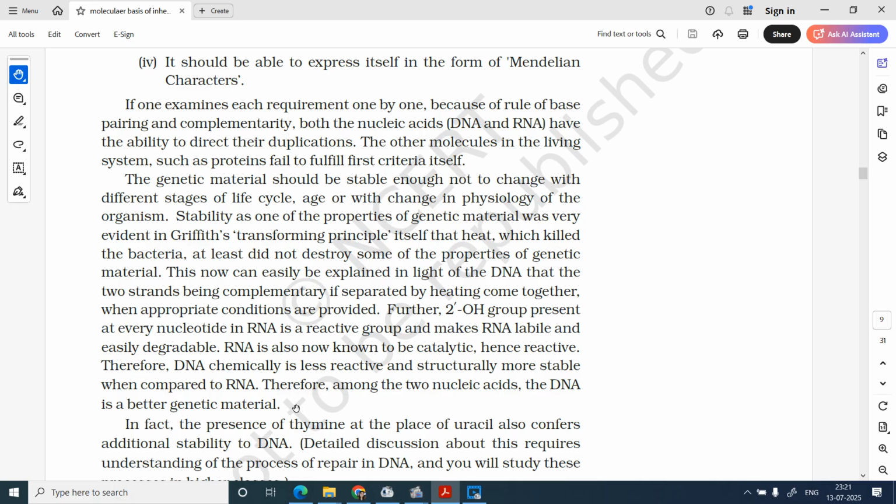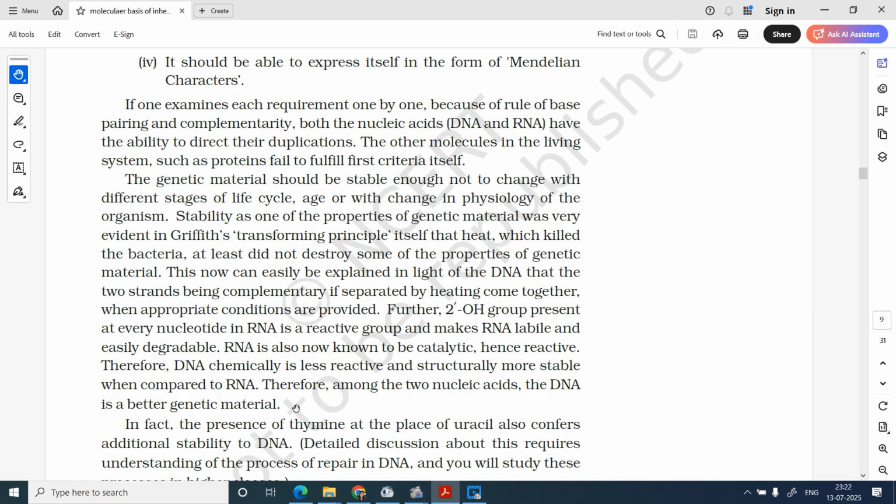Stability as one of the properties of genetic material was very evident in Griffith's transforming principle itself, that heat which killed the bacteria at least did not destroy some of the properties of genetic material. This now can easily be explained in light of DNA: the two strands, being complementary, separated by heating come together when appropriate conditions are provided.